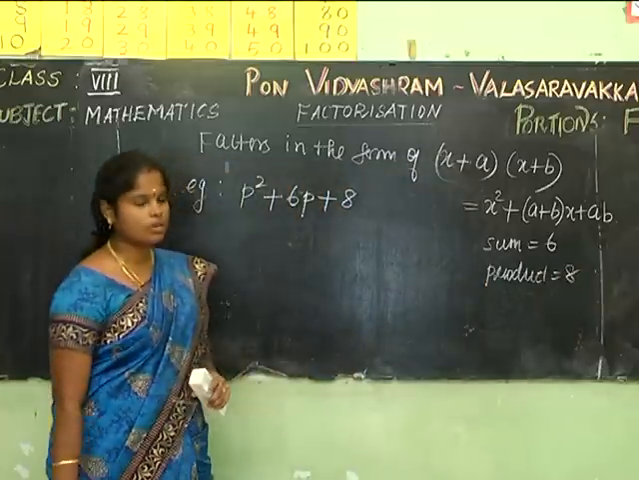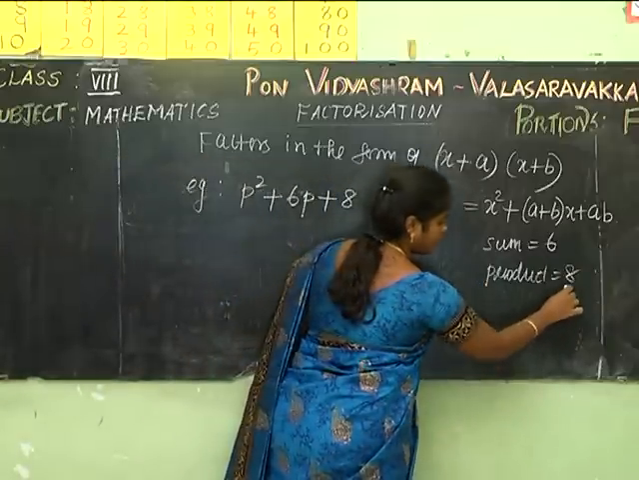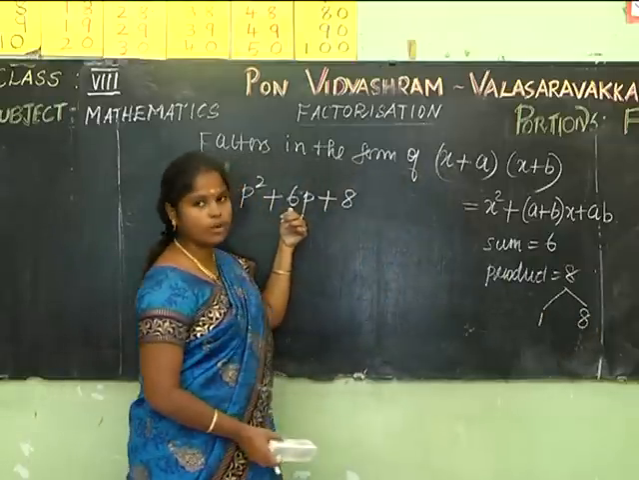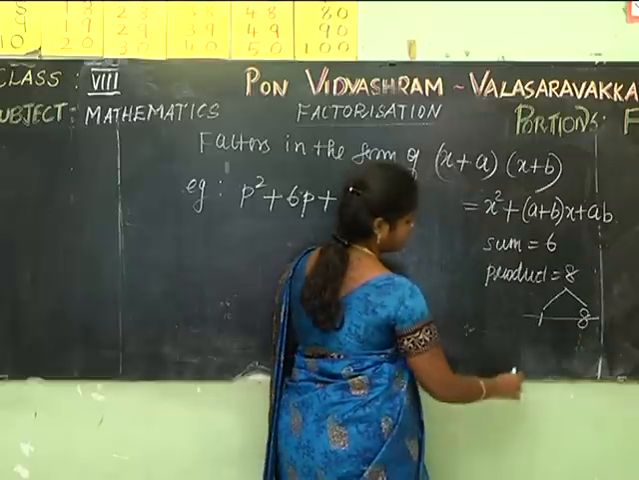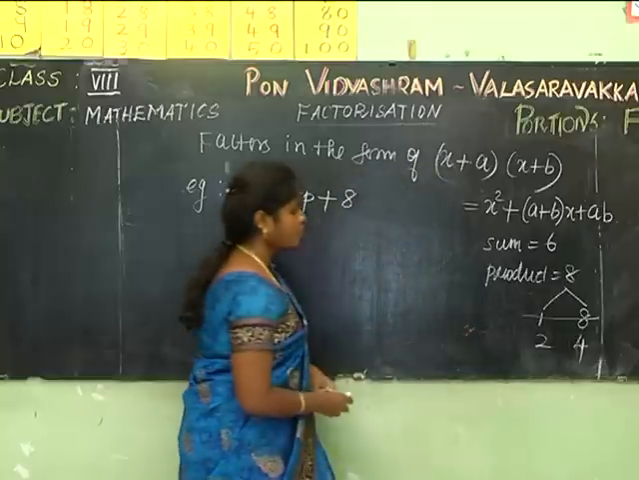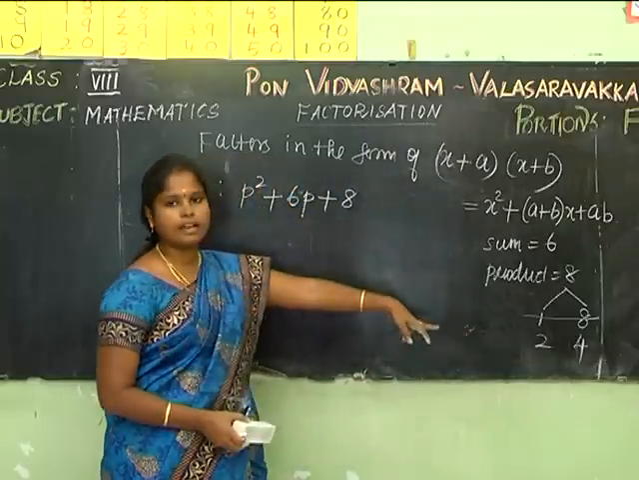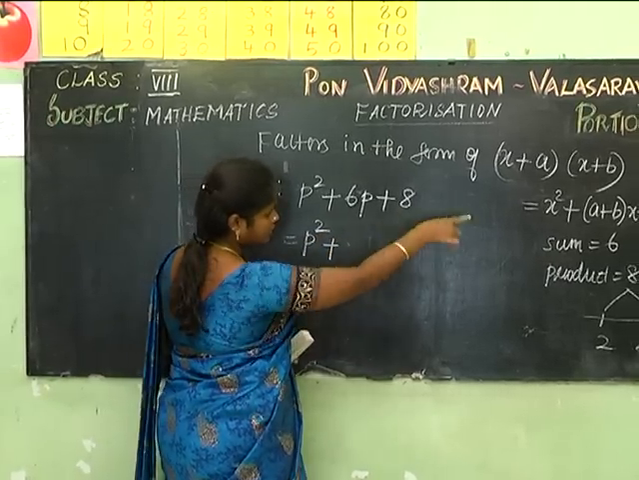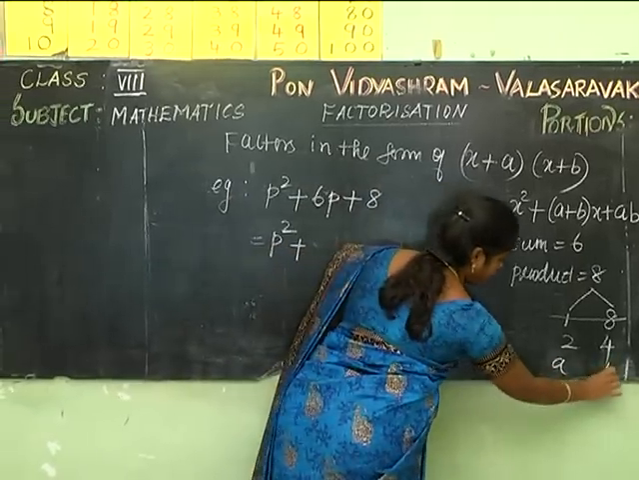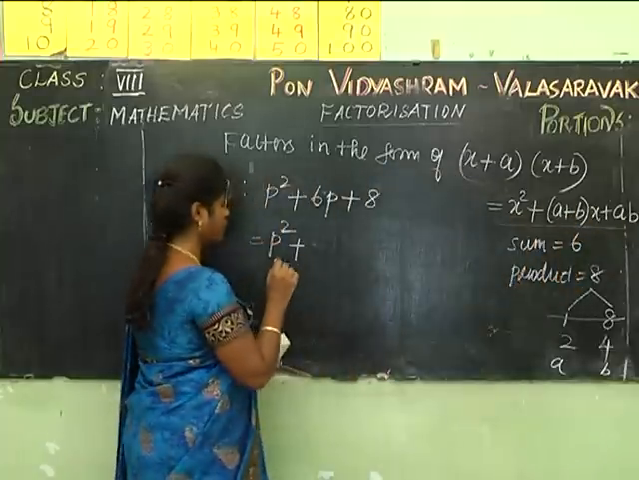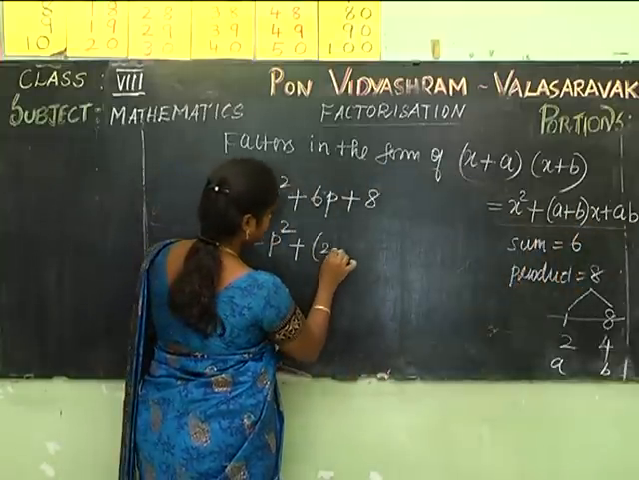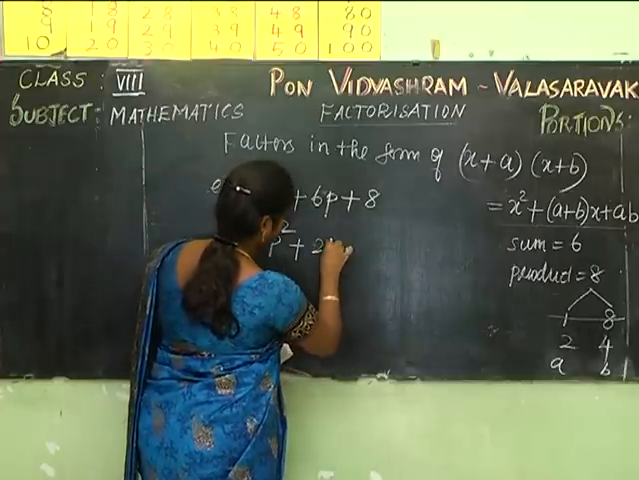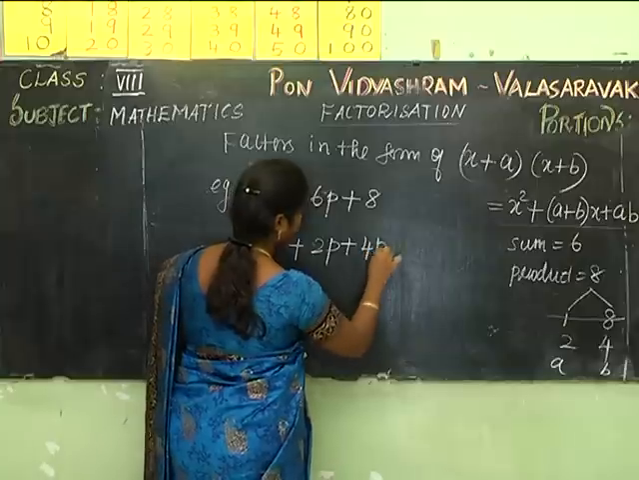So we need to select two numbers that are the factors of 8. What are the possibilities? 1 8s are 8, but the sum of 1 and 8 is not equal to 6. So this is not possible. The second option is 2 4s are 8, and 2 plus 4 is 6. So this is the correct option. So we'll take 2 and 4. p square plus, see, these are the two factors a and b. Write it in the form of this identity: p plus 2 into p plus 4.